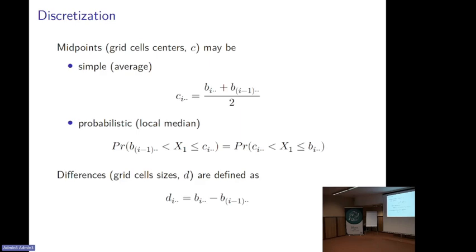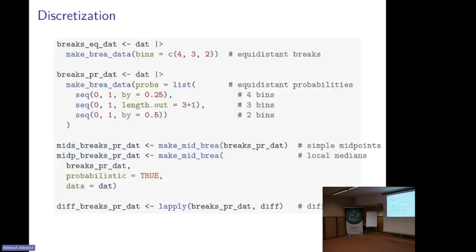Midpoints as well. You can have a simple average, and it can be probabilistic, like a local median. Okay, let's move forward. There are functions to generate these breaks, center points, and differences.